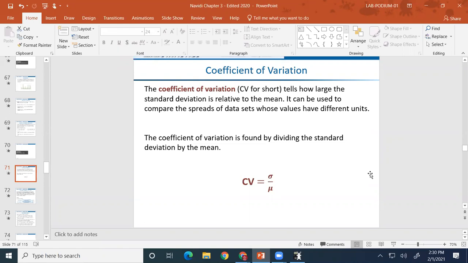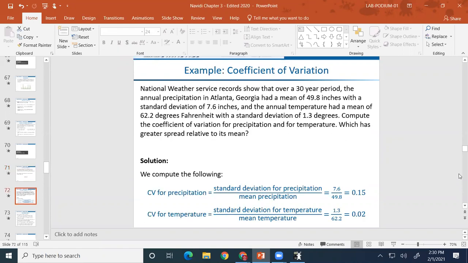And what that does is, for example, we've got two different situations here: the coefficient of variation for precipitation and for temperature. So they gave us the standard deviation and the mean for precipitation and also for temperature. Then we can calculate those, and the larger that value is, the more variance there is in the data set.